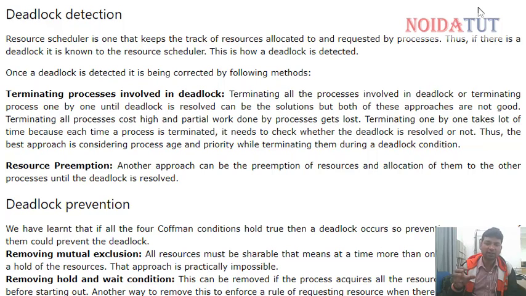Thus, there is a deadlock. It is known to the resource scheduler. Now, this is how the deadlock is detected. That means the resource scheduler detects the deadlock. Once a deadlock is detected, it is corrected by the following methods.